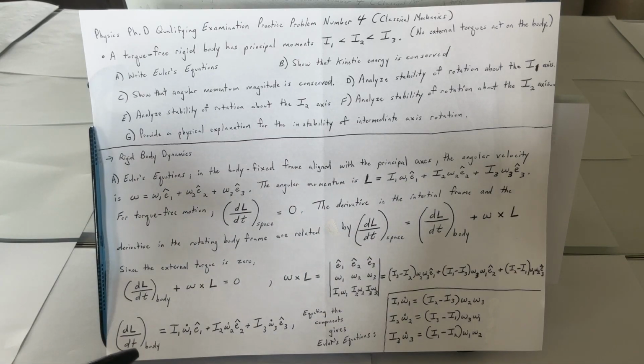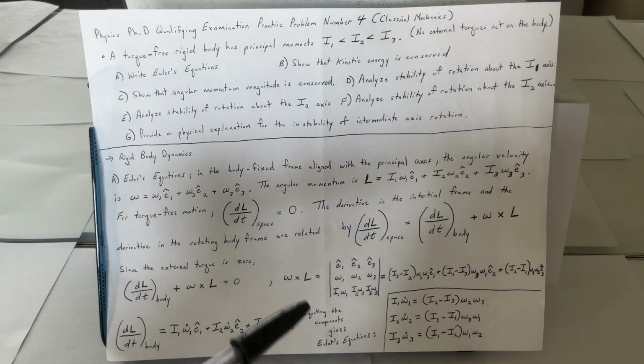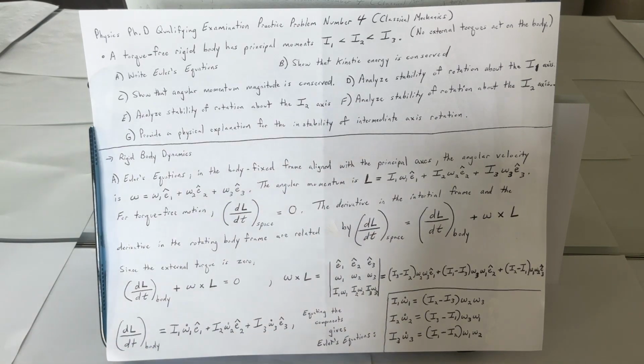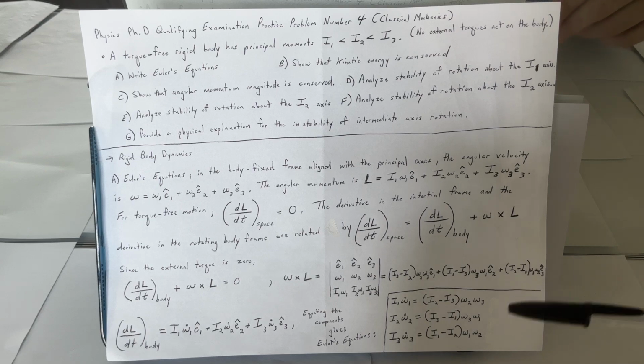And dL/dt body equals I sub 1 omega sub 1 dot e sub 1 hat plus I sub 2 omega sub 2 dot e sub 2 hat plus I sub 3 omega sub 3 dot e sub 3 hat. I'm sorry, why am I saying w? Omega. Sorry, I do that all the time. These are omegas. And equating the components gives Euler's equations right here. So here are Euler's equations, standard.